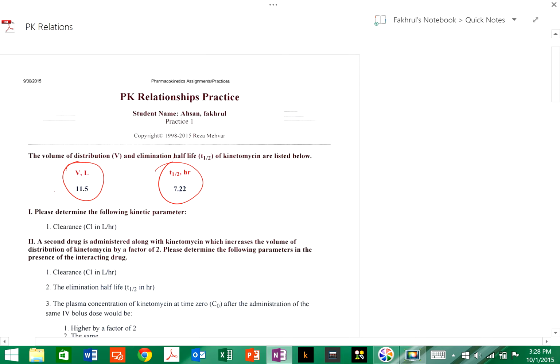Before you do the practice problem, there are three things you have to know very well. One is V and CL. These are two independent parameters: volume of distribution and clearance. That means a change in V does not affect clearance, and a change in clearance does not affect V. But T-half depends on V and CL.